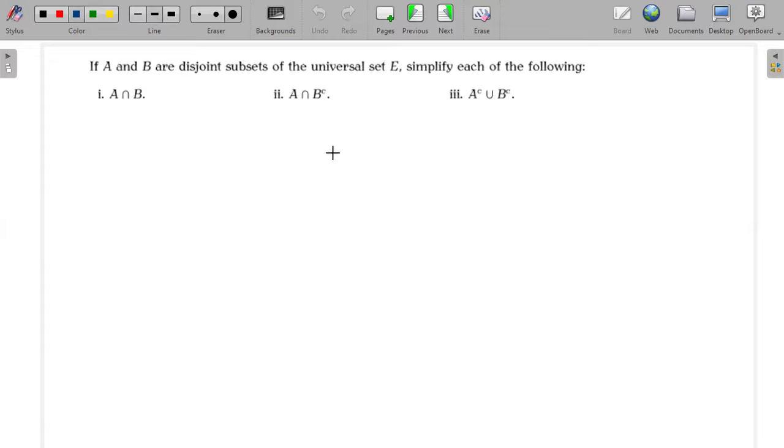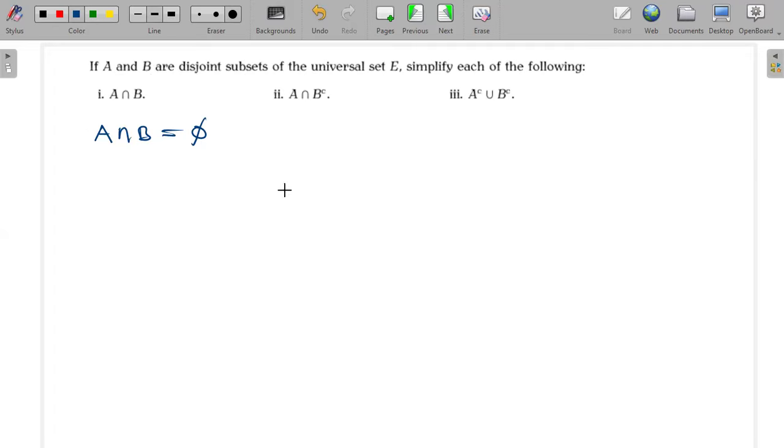Okay, so next, they're telling us if A and B are disjoint subsets of the universal set, simplify each of the following. What they mean is that if they are disjoint subsets, it means A intersect B is empty. There are no common elements between A and B.